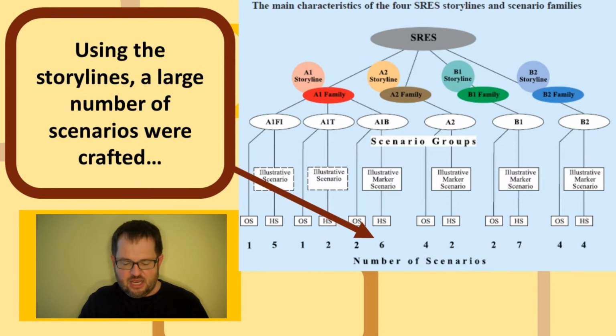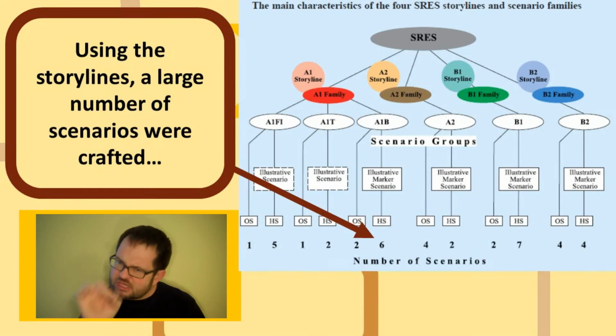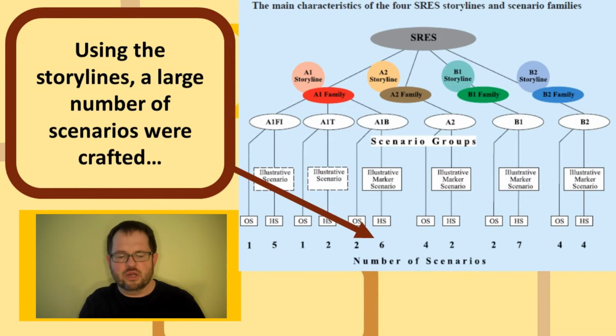You'll see that we break the A1 family up into 3 pieces. But the A2 storyline gets broken up into 4 plus 2 equals 6 scenarios, where we have slightly different questions: what if we're in an A2 scenario, but the price of oil falls to this? Or what if we're in this A2 scenario, but it becomes this cost-effective to extract oil from tar sands, and so on.